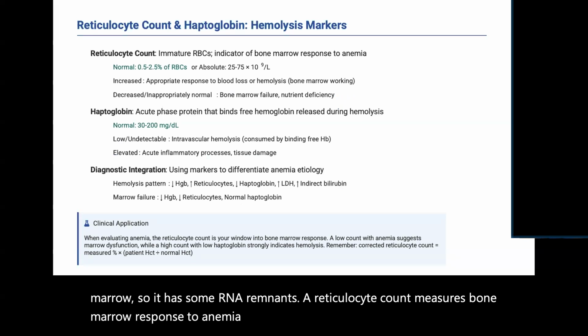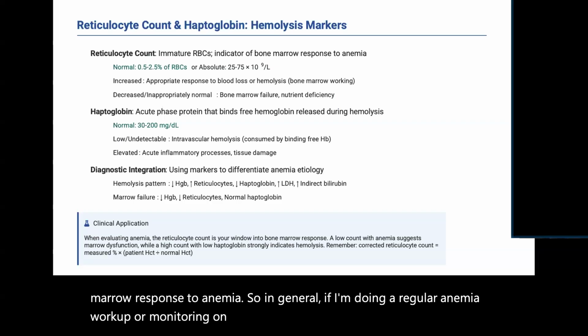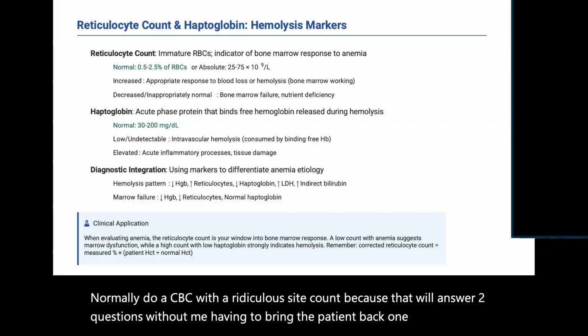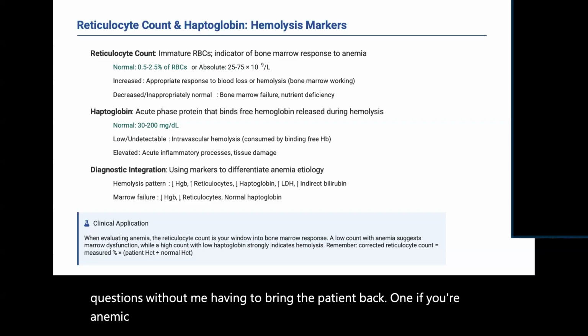So in general, if I'm doing a regular anemia workup or monitoring on someone, I will normally do a CBC with a reticulocyte count, because that will answer two questions without me having to bring the patient back. One, if you're anemic, is it because of destruction or a lack of production? So that's worth noting.